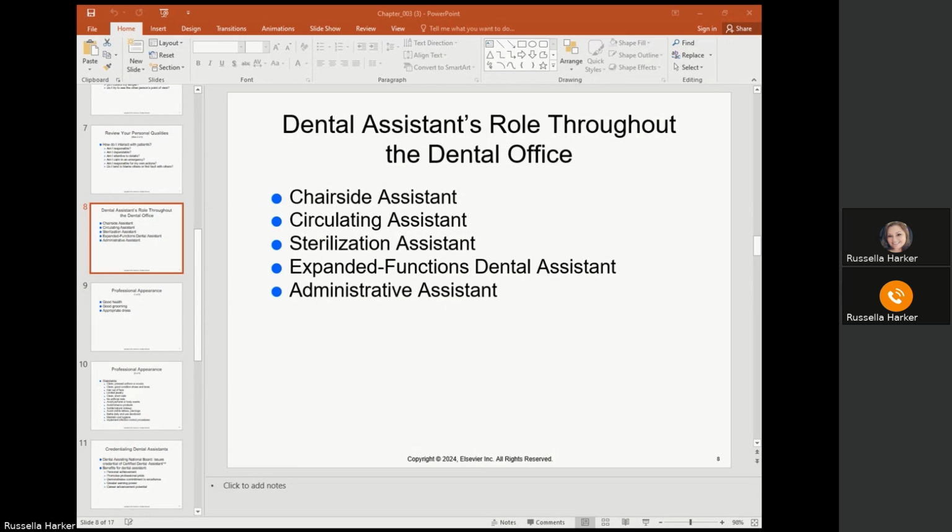When you are working in large practices, you might be lucky enough to have a sterilization assistant. If you don't have a sterilization assistant, this is added into your duties as a chairside or a circulating assistant. With a sterilization assistant, they have the responsibility for sterilization procedures. And in other offices, the dental assistants and dental hygienists will share this responsibility. The sterilization assistant efficiently and safely processes all instruments and manages biohazard waste.